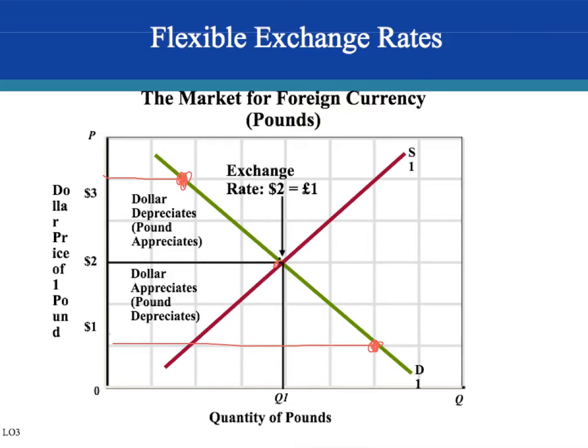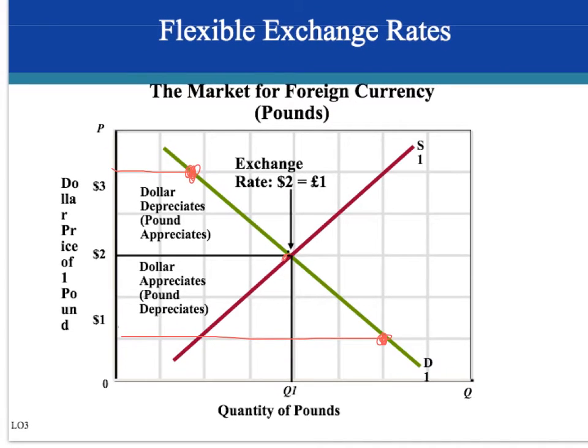So as the price of buying 1 pound rises, we say that the dollar is depreciating against the pound. Okay, it's losing value. So if the price was $2 for 1 pound, and then the price went to $3 for 1 pound, then the dollar has depreciated against the pound, and therefore the pound appreciates against the dollar. And if the price were to go from 2 to 1, then we would say the dollar appreciates, it gains value against the pound, and therefore the pound depreciates or loses value against the dollar.